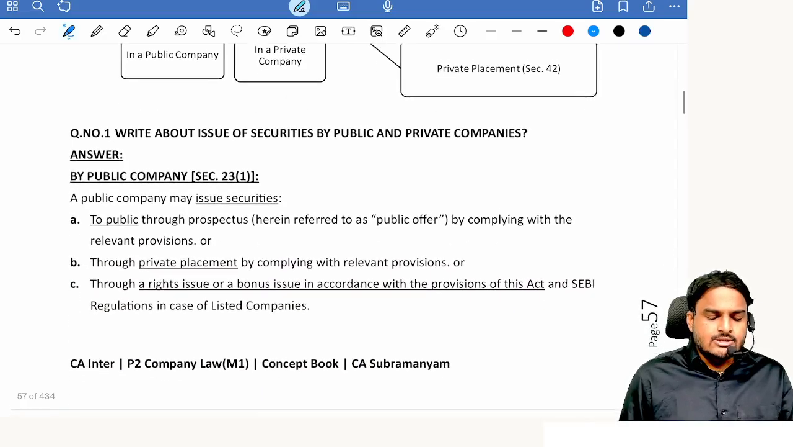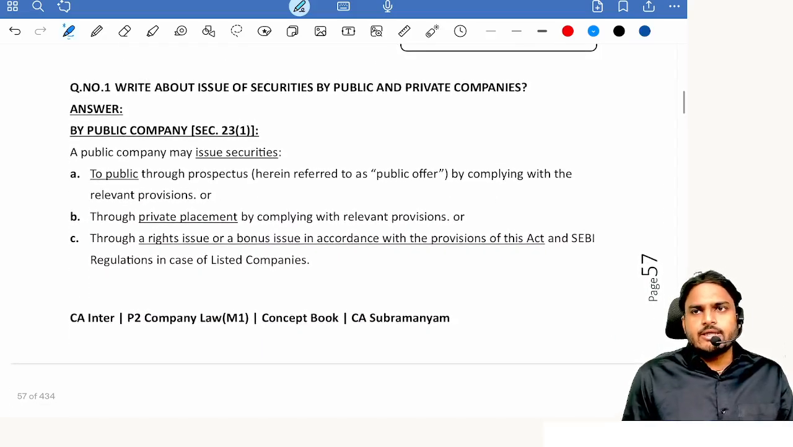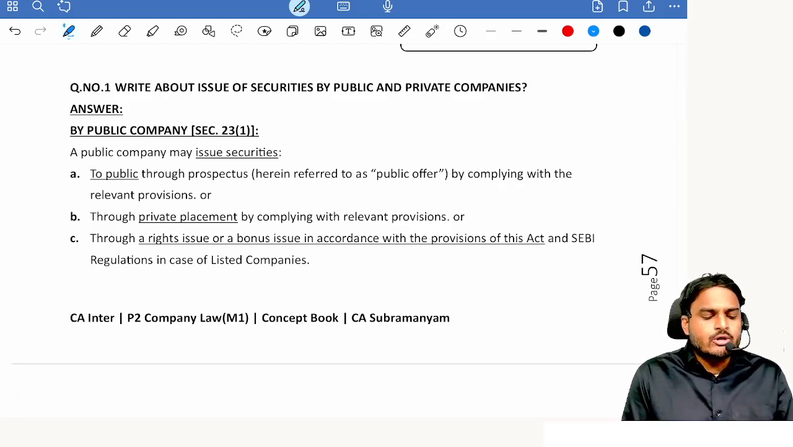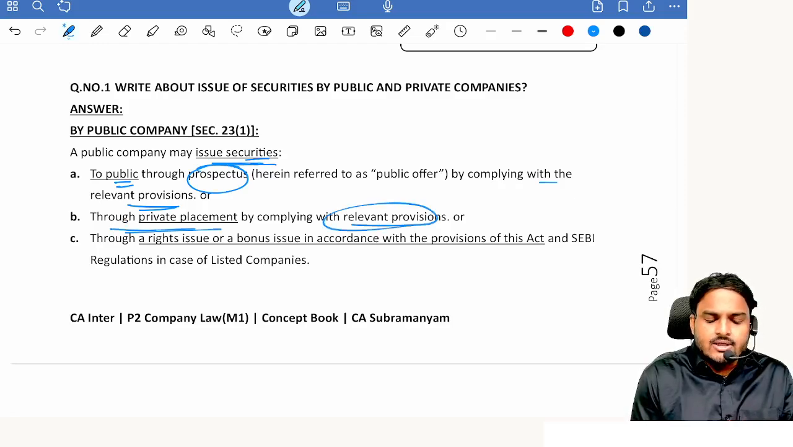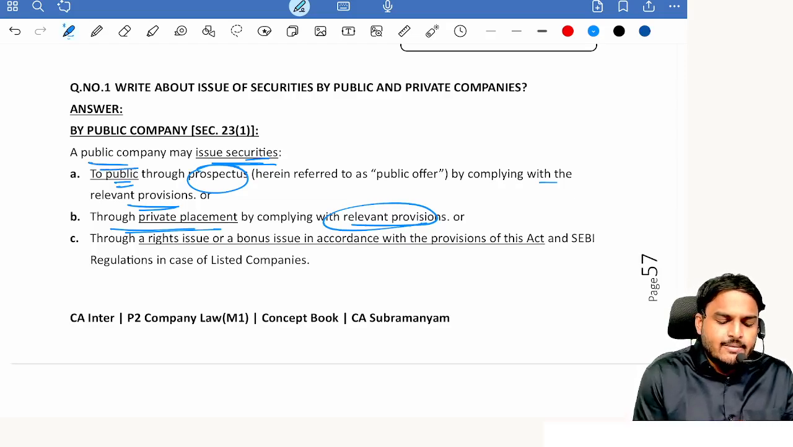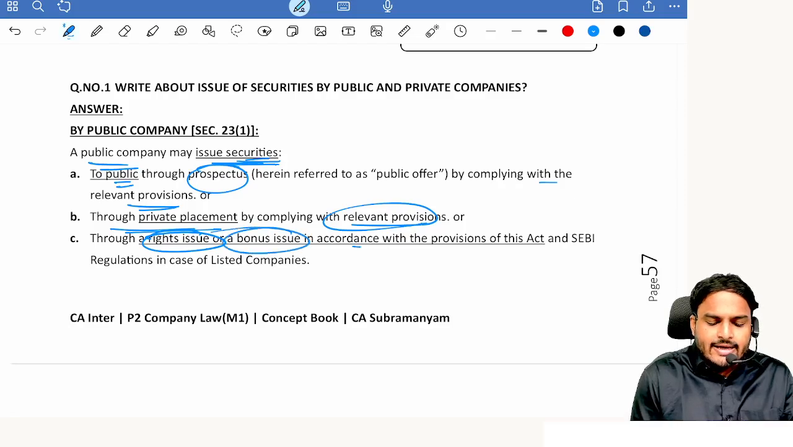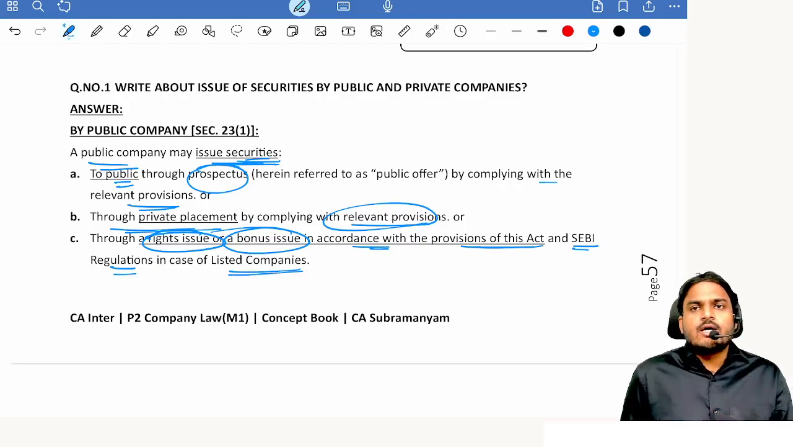Next one, section 23 is already completed, just look at the material. Section 23 is about issue of securities by public companies and private companies. A public company may issue securities to public through prospectus by complying with the relevant provisions. A public company may issue securities through private placement by complying with the relevant provisions. A public company may issue securities through a rights issue or bonus issue in accordance with provisions of this Act and SEBI regulations in case of a listed company.